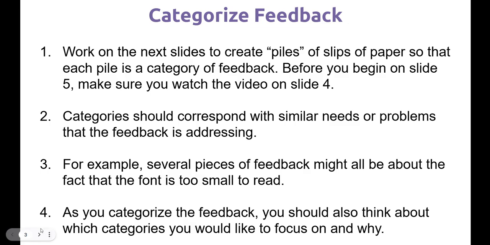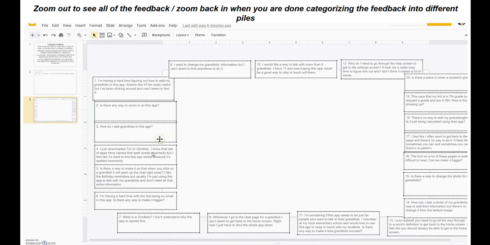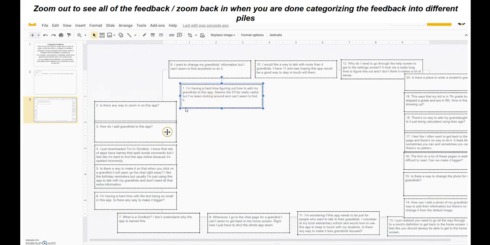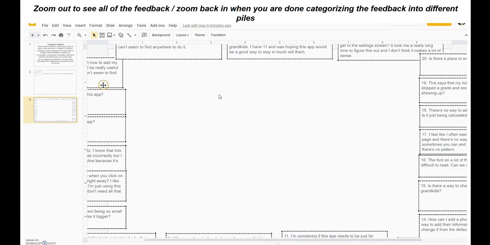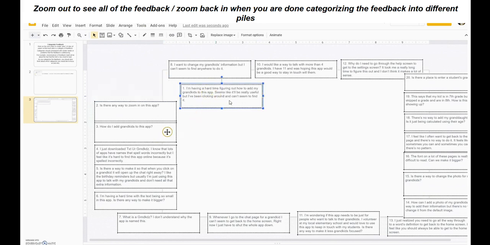So let me show you what this looks like on the next slide, right? So when you get to slide 5, you'll go up to zoom here and change it to 100% so you can see everything. These are all the feedback. These are your digital pieces of paper, right? And you can see I'm grabbing one and then I'm grabbing another. Both of these have to do with adding grandkids to the app. Now, I would recommend you do that one, right? Grab all the ones that talk about, is there a way to add your grandkids to the app? If more kids are added, blah, blah, blah. You're going to put all those in a category, right?